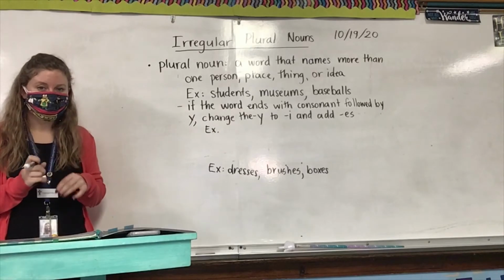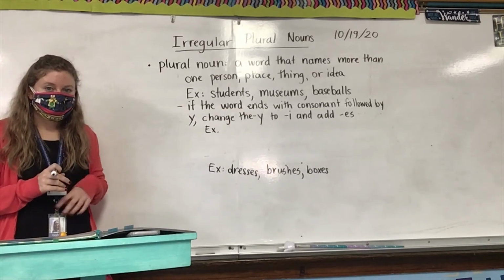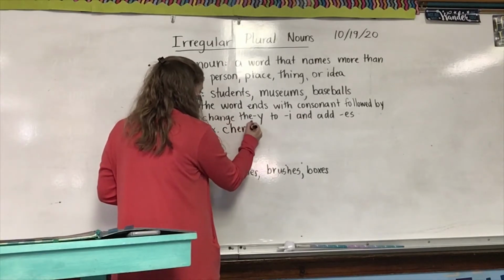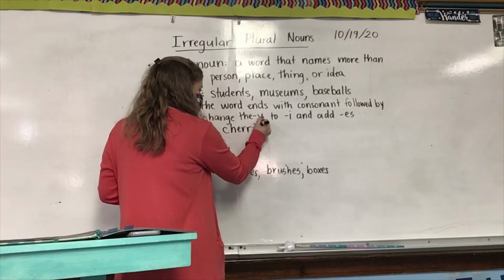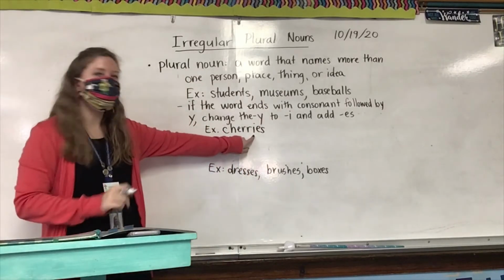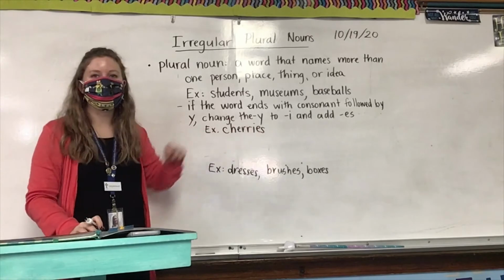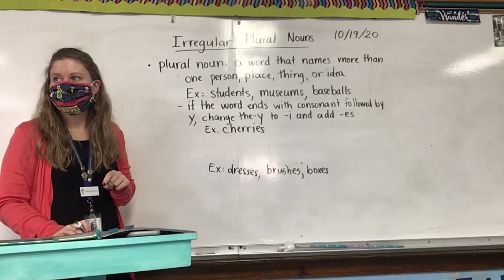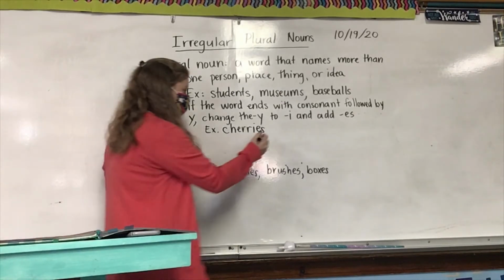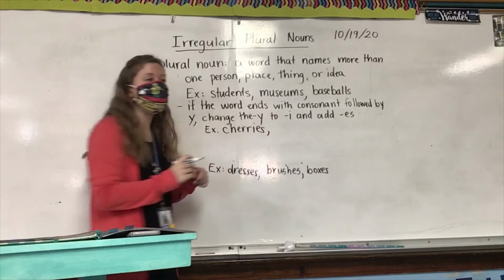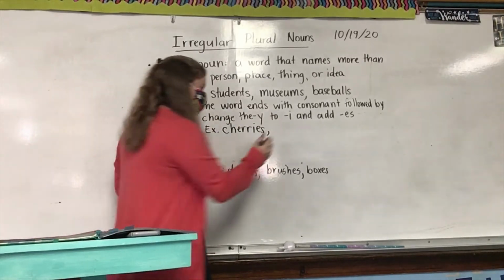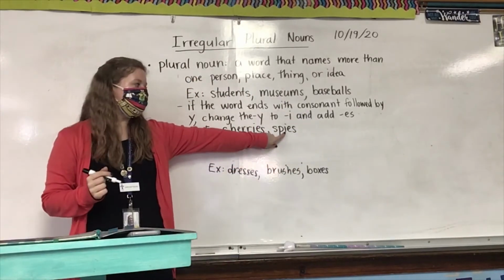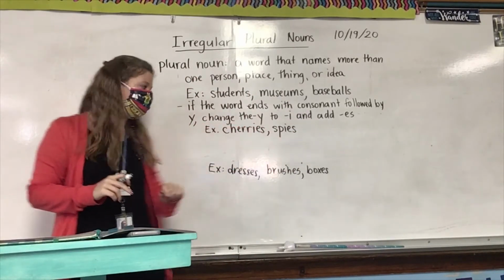Smith. Cherry changes to cherries. Good. Cherry, spelled C-H-E-R-R-Y, becomes cherries because we take off the Y, change it to I, and then add E-S. Who can give me one more example? Ethan. Good. Spy, spelled S-P-Y, becomes spies because we take off the Y, change it to I, and then add ES. Good.